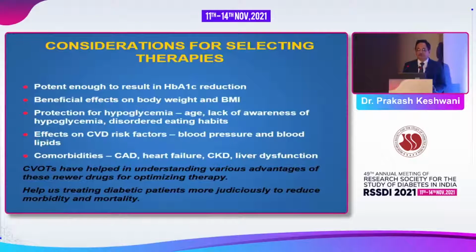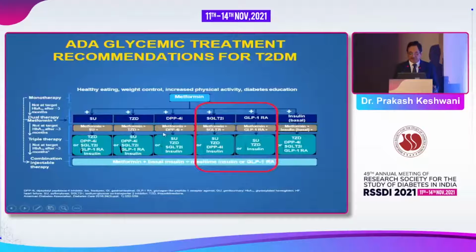How should we make consideration for selecting therapy for patients of type 2 diabetes? The drug should be potent enough to result in HbA1c reduction. Beneficial effect on the body weight or BMI should be there. There should be no hypoglycemia, particularly in elderly patients or the patients who have hypoglycemia unawareness.